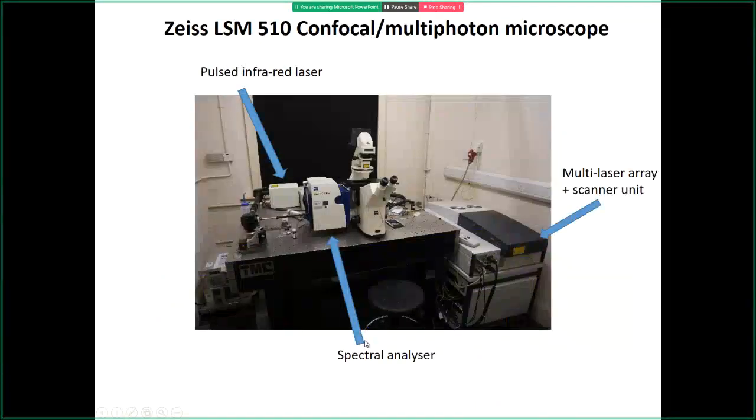So I'm going to show you some examples of confocal microscopy. First of all, these are going to be images from our Zeiss LSM510 confocal multiphoton microscope. We've had this microscope now for almost 18 years, so it's been a real great workhorse for the lab. It has a multi-laser array and scanner unit, so it can excite several different kinds of dyes. It has a spectral analyzer, so we can look at the emission at different wavelengths. But it also has a pulsed infrared laser, which allows us to do what we call multiphoton imaging. And I'll say a little bit about that in a second.